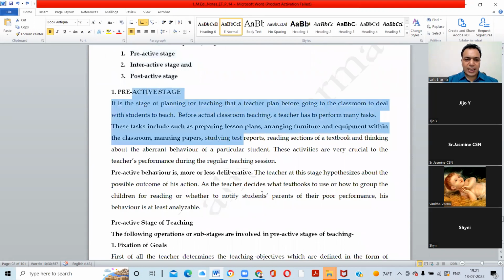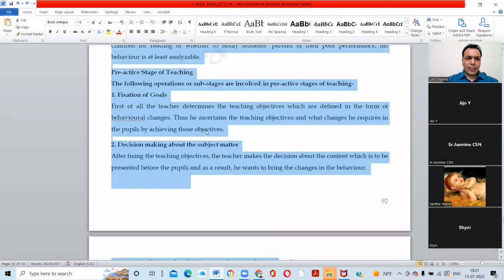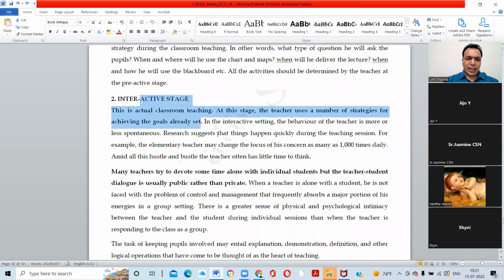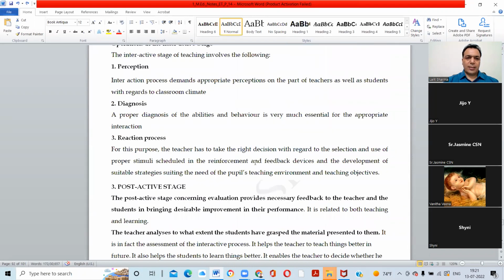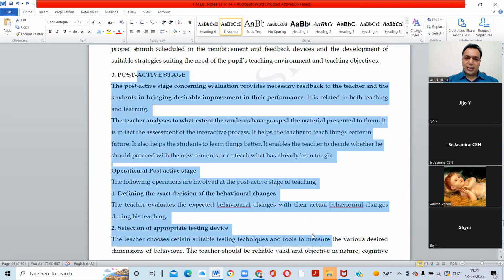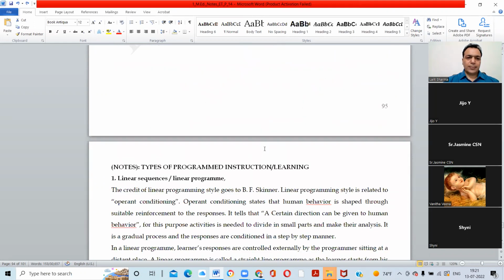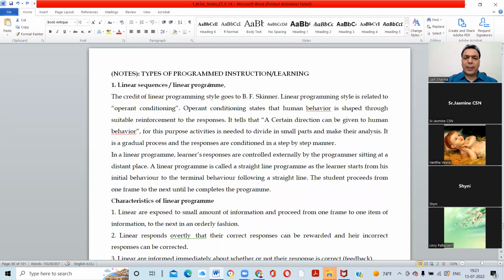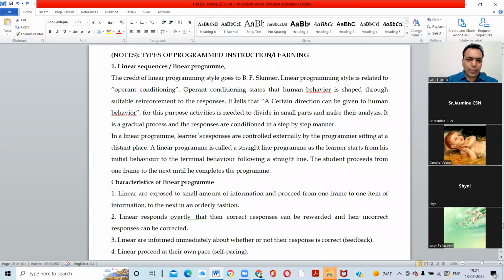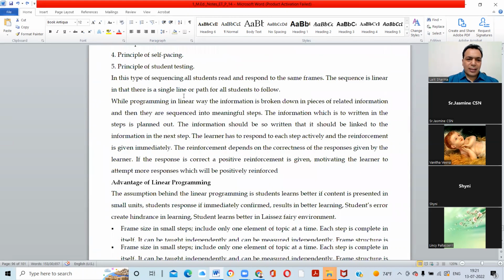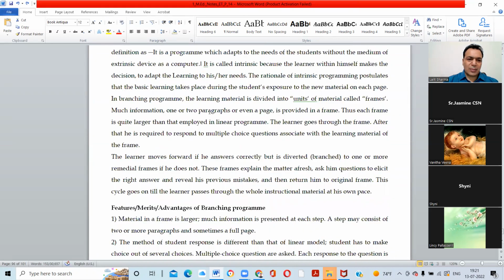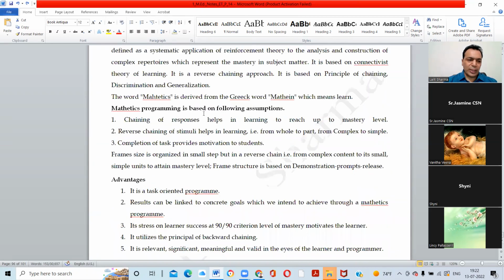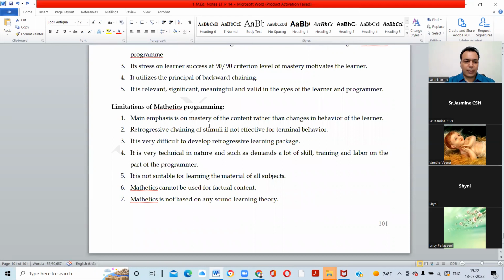What happens in the pre-active stage? It has been discussed, right? What happens in the interactive stage? It has been discussed. And the post-active stage, I already told you many times, right? And lastly, I have given the types of programmed learning: linear programming, then branching, and lastly mathetics programming. So this last note, you can learn it, guys.